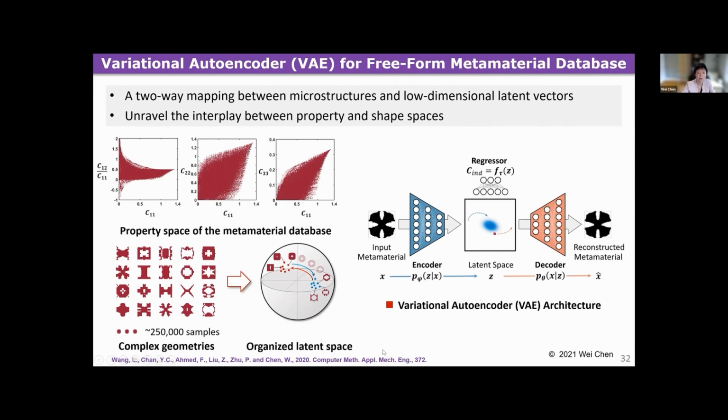This is a paper we published in the special issue on AI in the CMME journal, where we created 250,000 samples that we use with a VAE model, adding a regression layer. The encoder layer derives the latent variable, and then the regressor maps the latent variable to the property space. This model is very flexible and allows you to do both prediction as well as inverse design. So given any target property, you can find the corresponding unit cell.